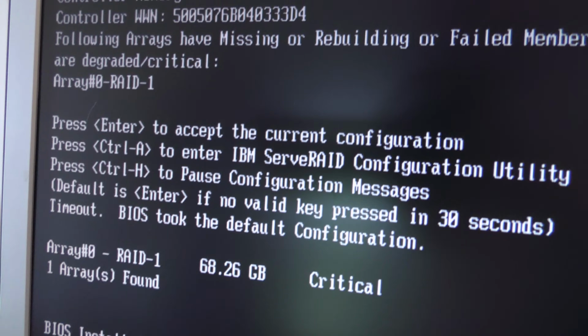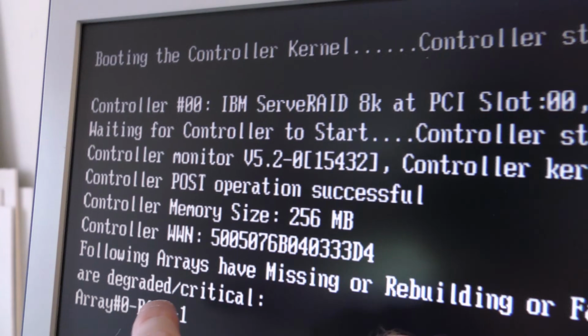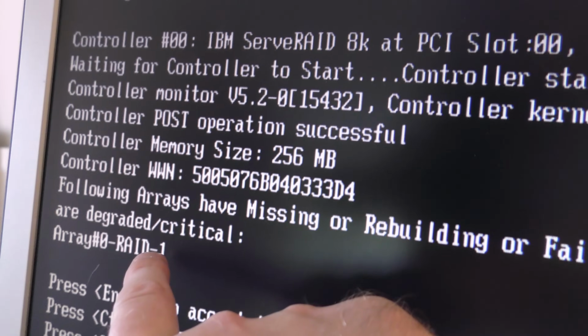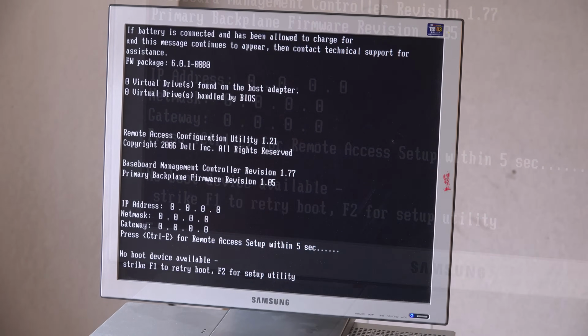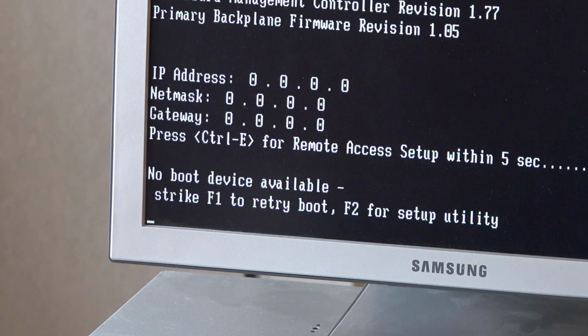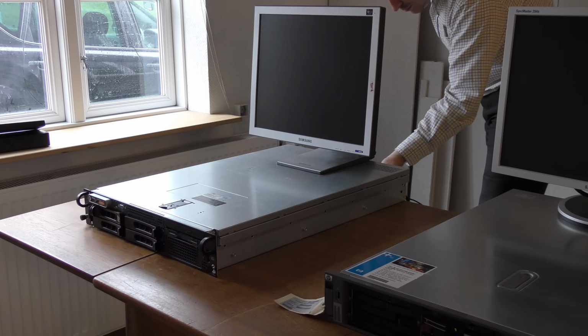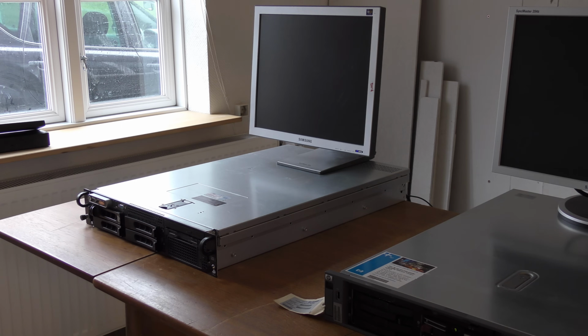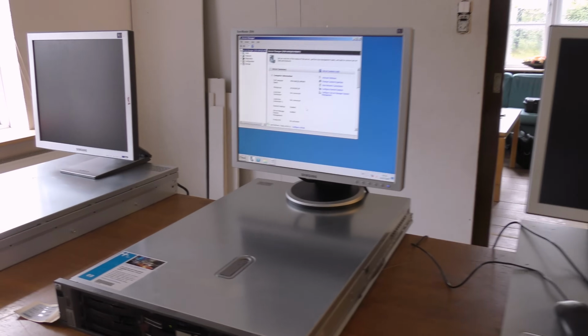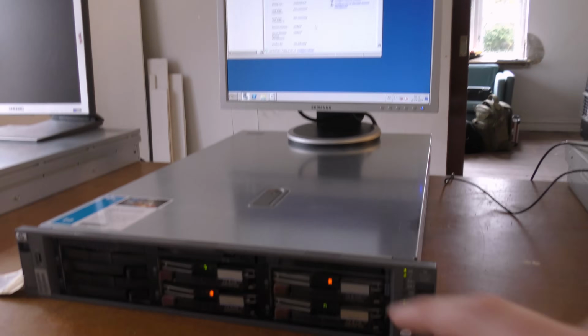And with hard drives in degraded critical condition, it didn't manage to start up Windows again. The Dell, well, with only one broken hard drive, it just black screened. The smell of burnt plastic is very strong with this one. So there you have it. One of these servers was able to start up again.